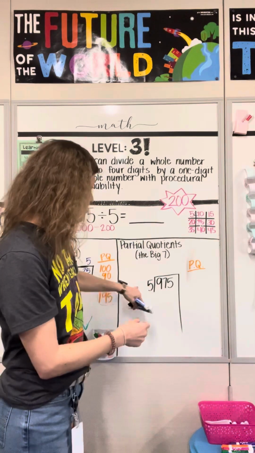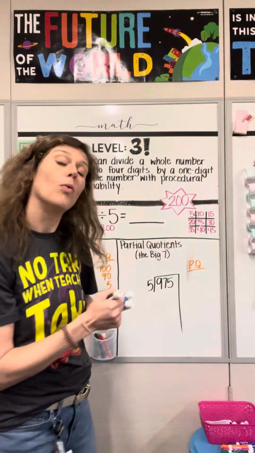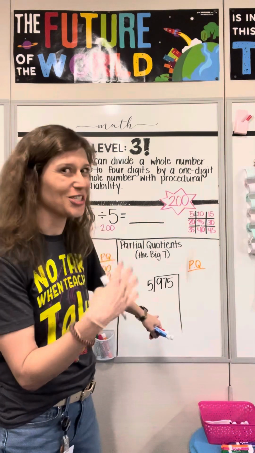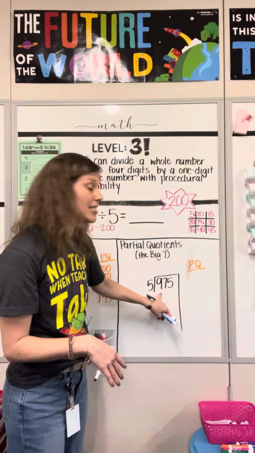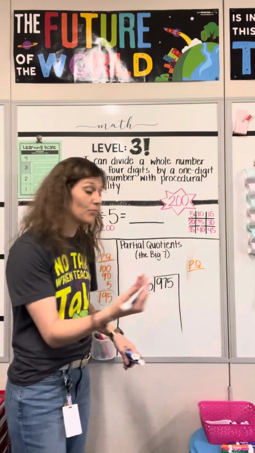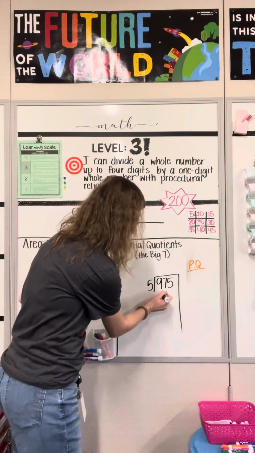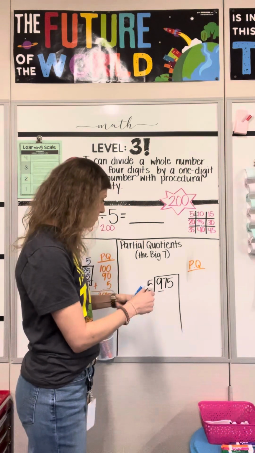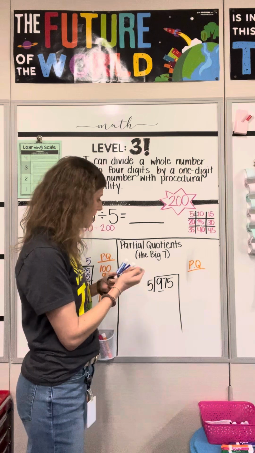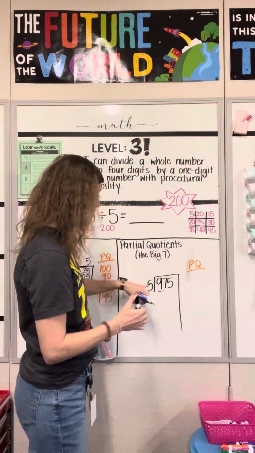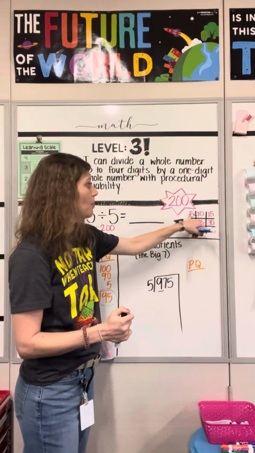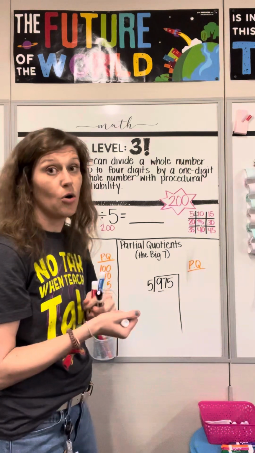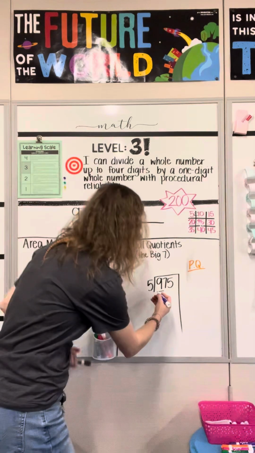So for this problem right here, we're going to start again with the largest place. So we're going to see how many times 5 can go into 9, again, without going over. So 5 can go into 9 one time, which gives us 5. So if you look on here, we're using 5. So before I do anything else, I'm going to go ahead and write down the number 5.